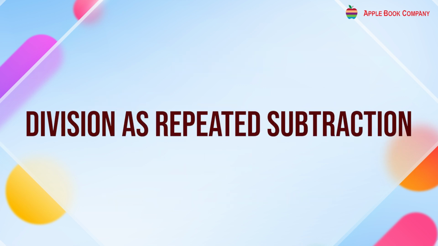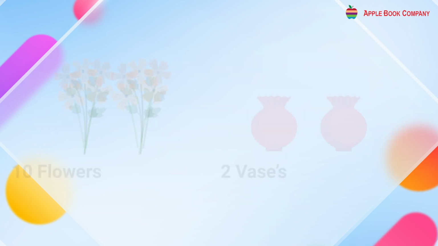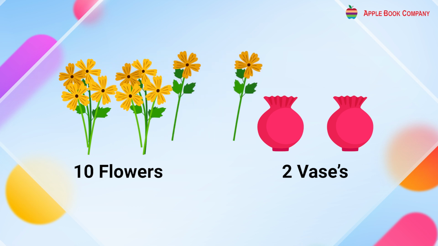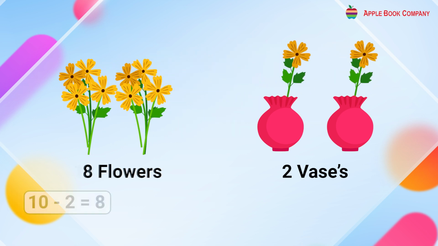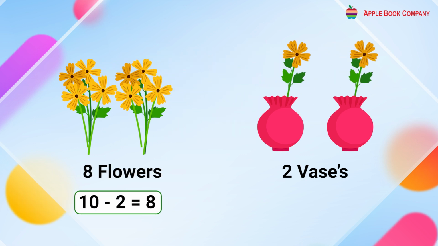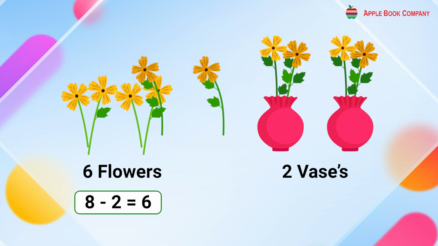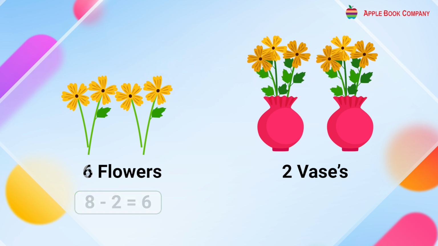Division as repeated subtraction. 10 flowers are to be placed equally in 2 vases. First, 2 vases. I put 1 flower in each. So 10 minus 2 is equal to 8. I put 1 flower in each again. Now 8 minus 2 is equal to 6. I put 1 flower in each again. Now 6 minus 2 is equal to 4.